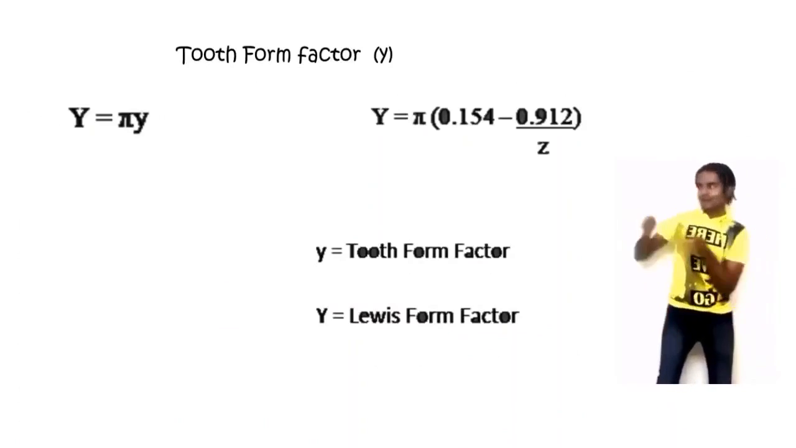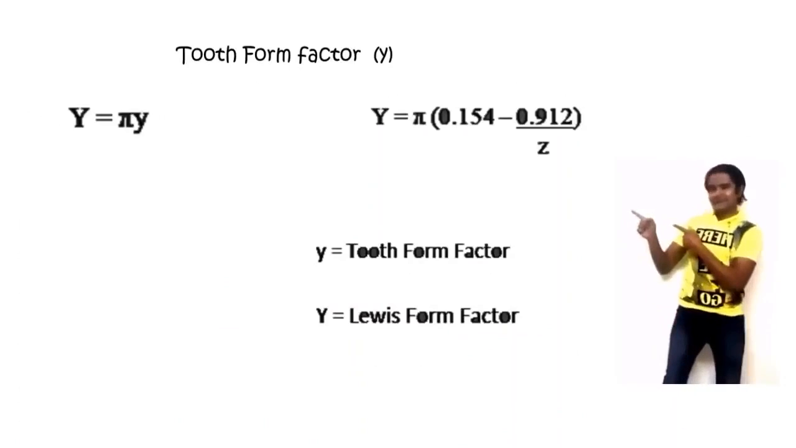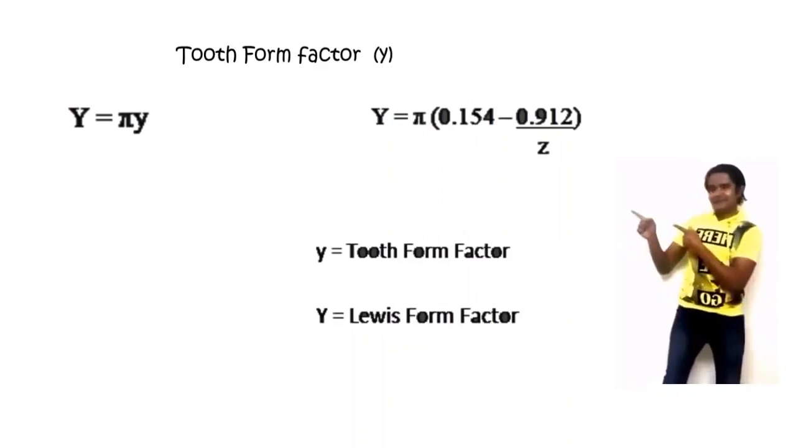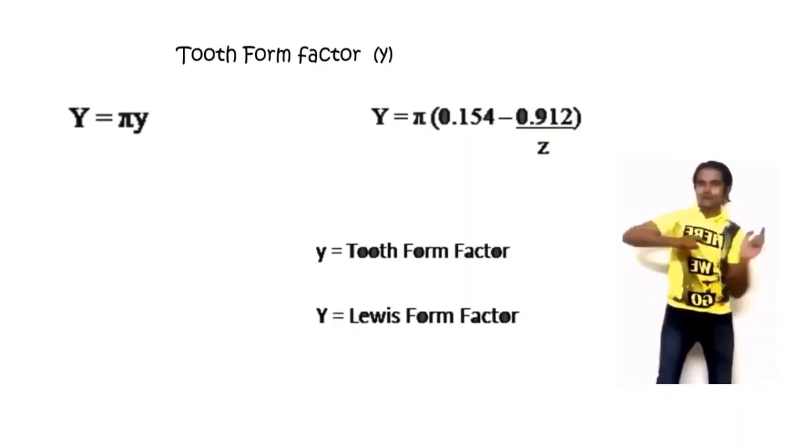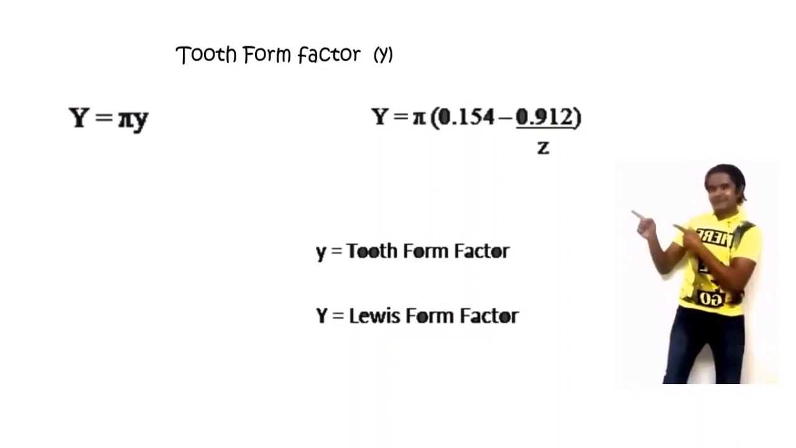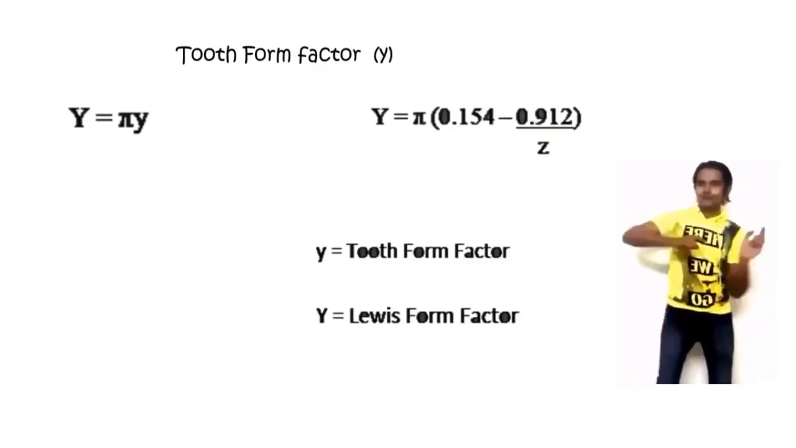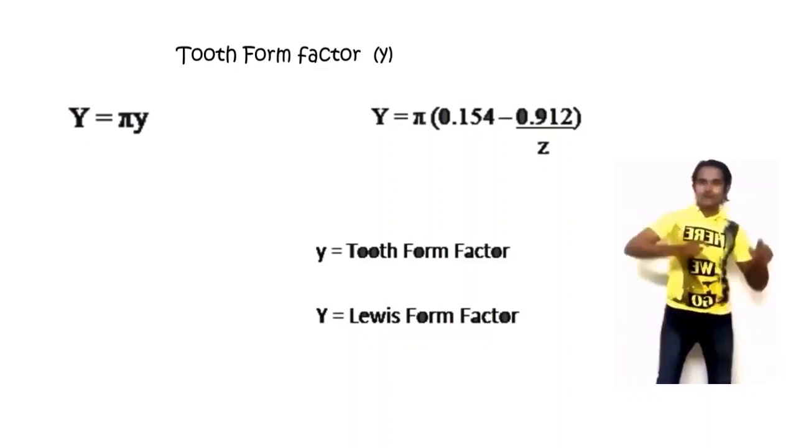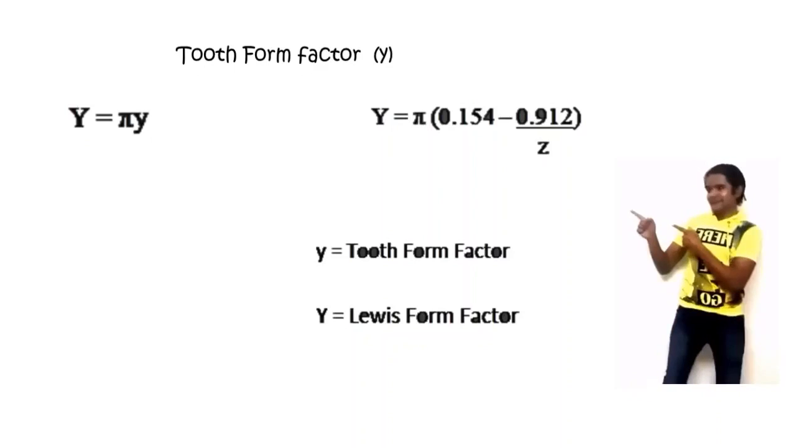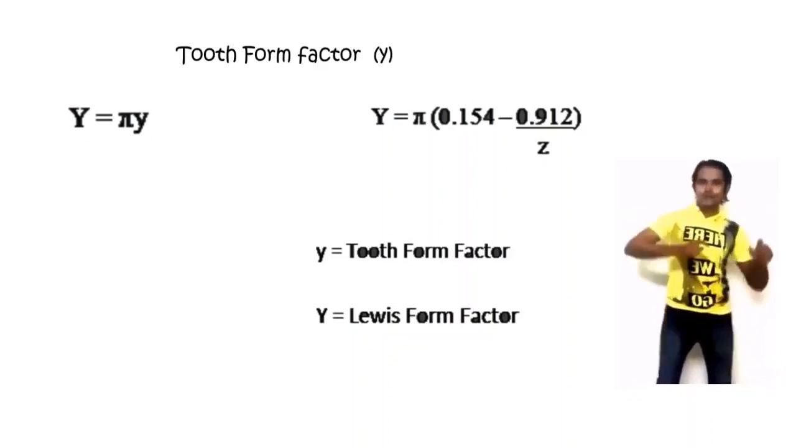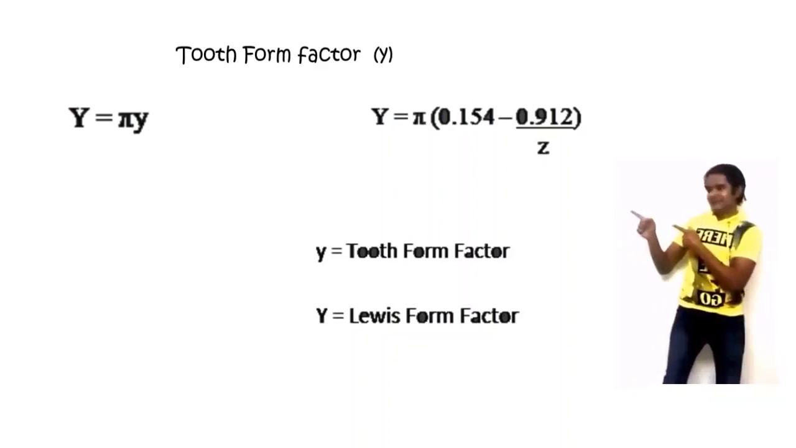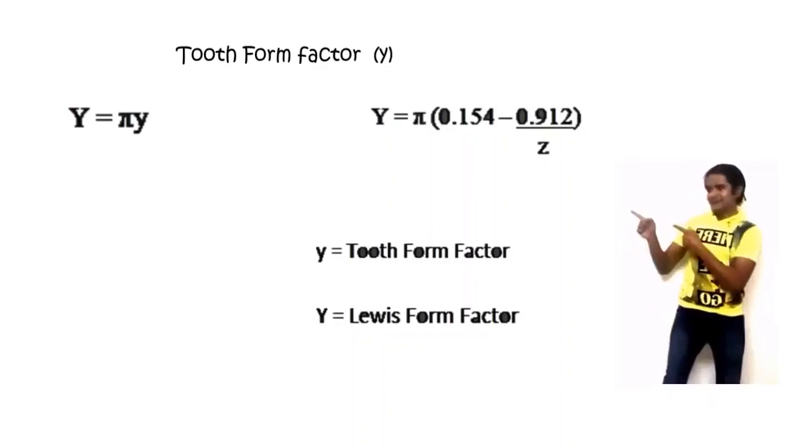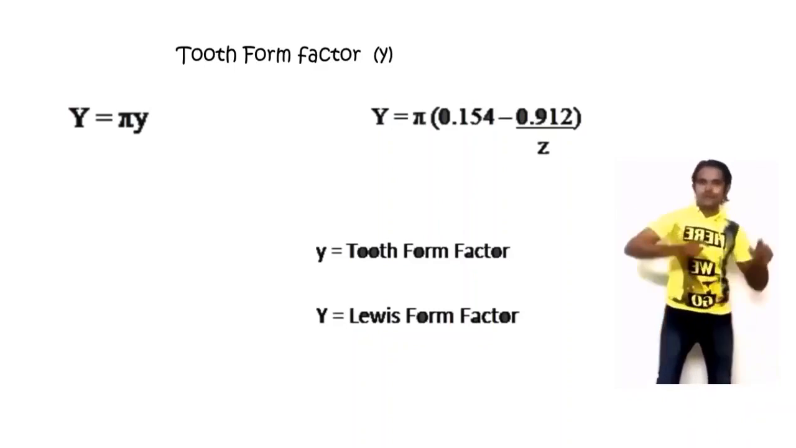Sometimes instead of Lewis form factor capital Y, the tooth form factor small y, you will have to use it, and that y is actually the tooth form factor. So Lewis form factor capital Y is pi into small y, the tooth form factor. You can see the small y on the other side is actually 0.154 minus 0.912 upon z. So Lewis form factor is pi into 0.154 minus 0.912 upon z. If you're finding for Zp, then it will become Yp. If you're finding for Zg, then it will become Yg.